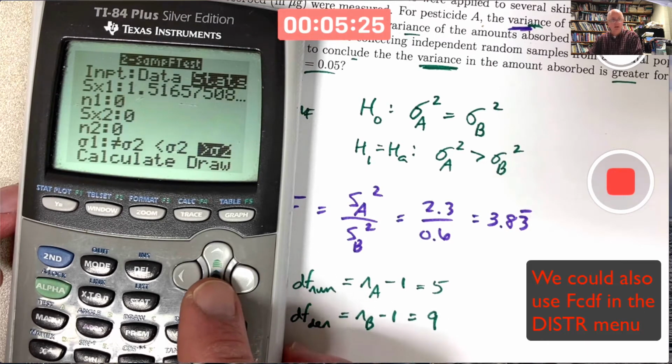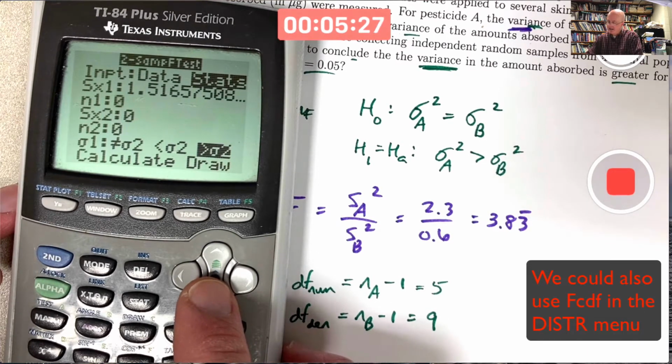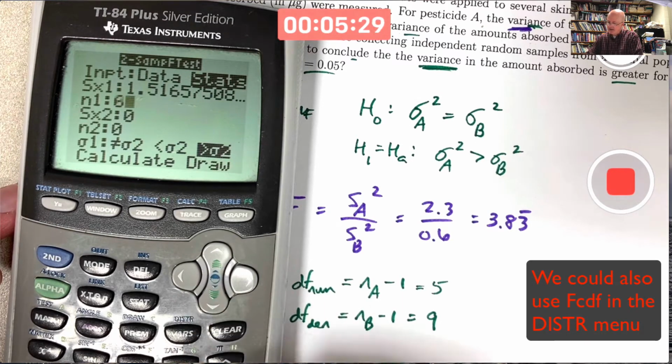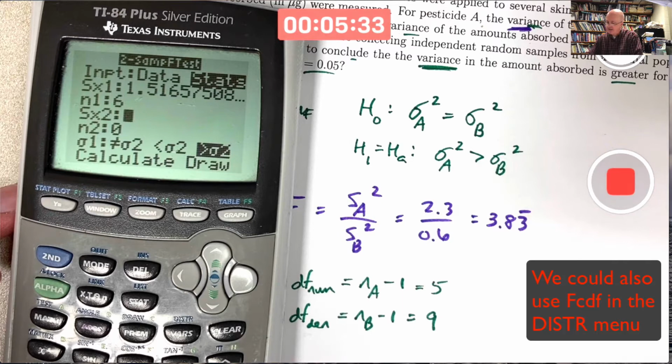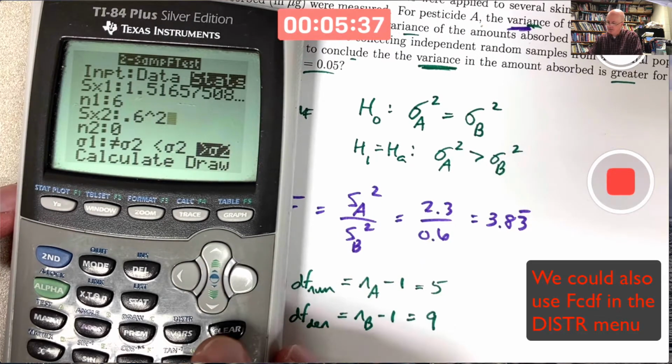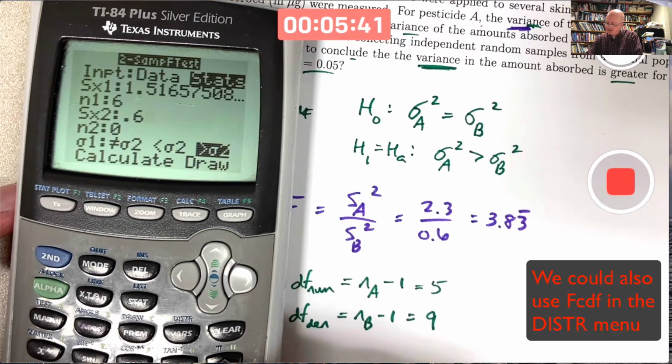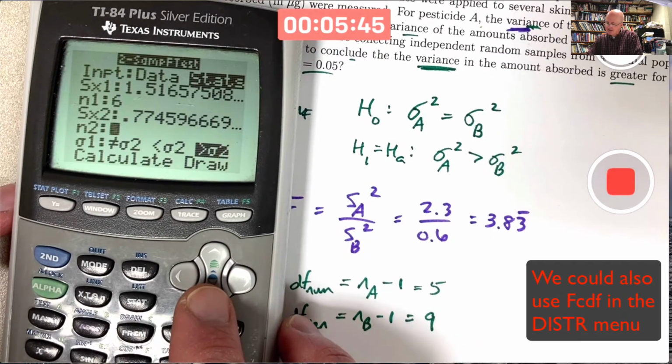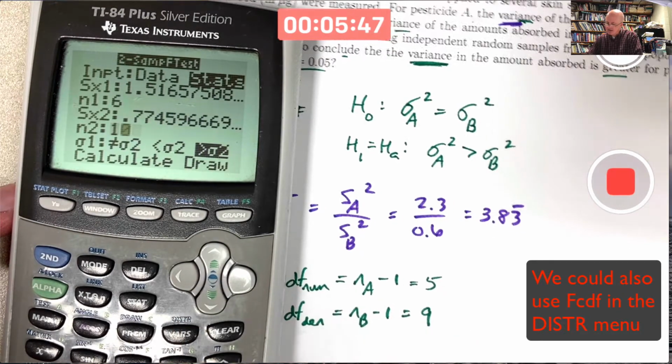That's the standard deviation for A. Sample size here for A is 6. For pesticide B, the standard deviation is not 0.6, but, excuse me, the square root of 0.6. And the sample size was 10.